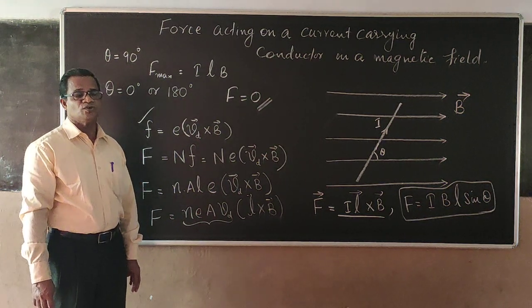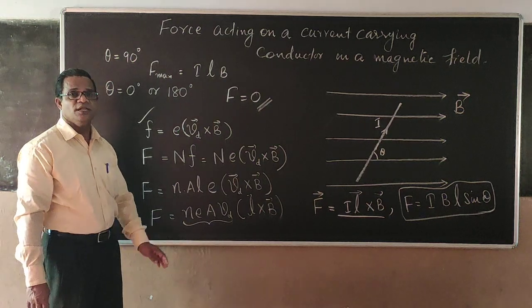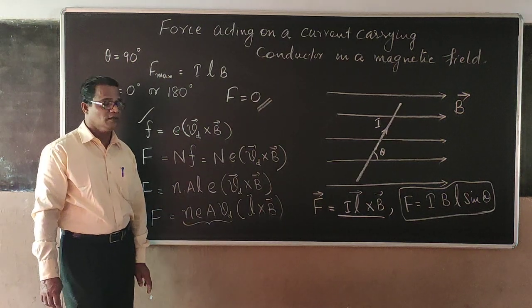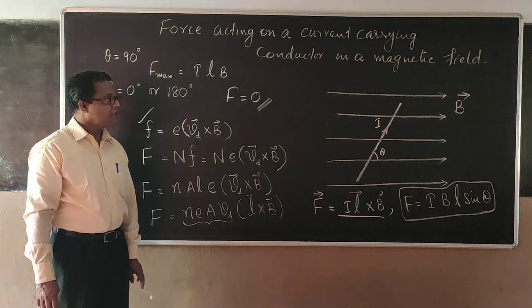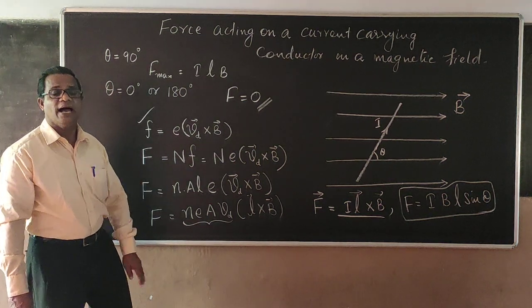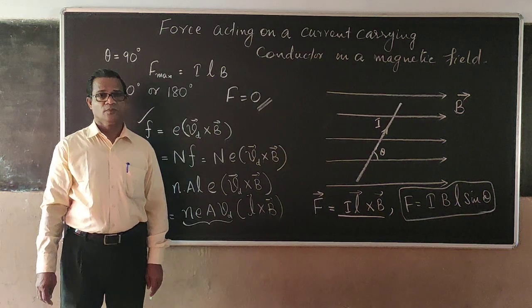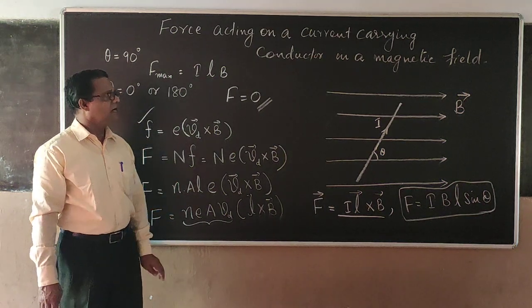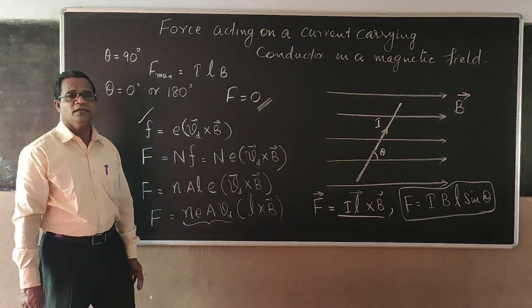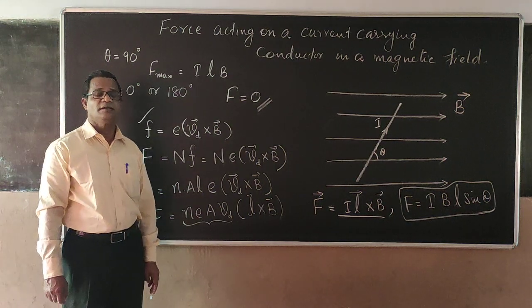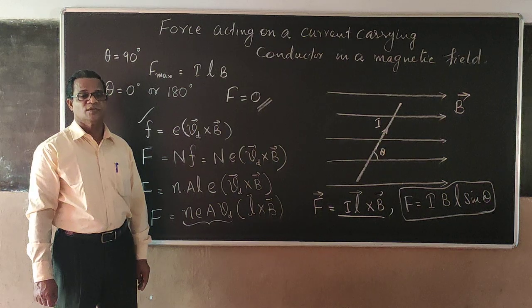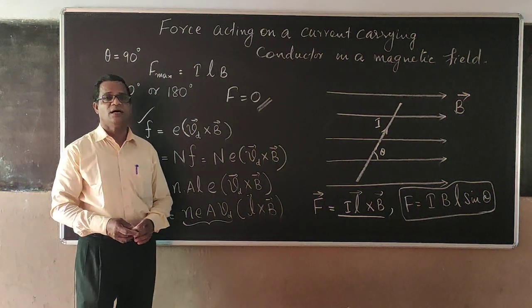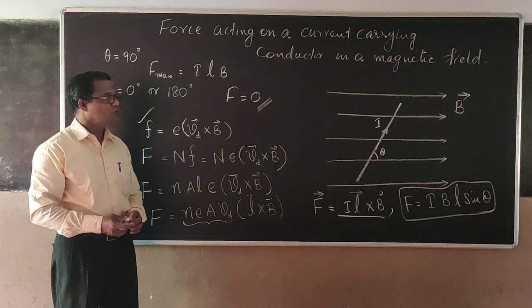Okay? So when a conductor is placed in a uniform magnetic field and if you set a current flowing through it, then definitely a force will be acting on it. Now this idea is applied in the making of motors, electric motors. But unfortunately we are not discussing that in the +2 level.